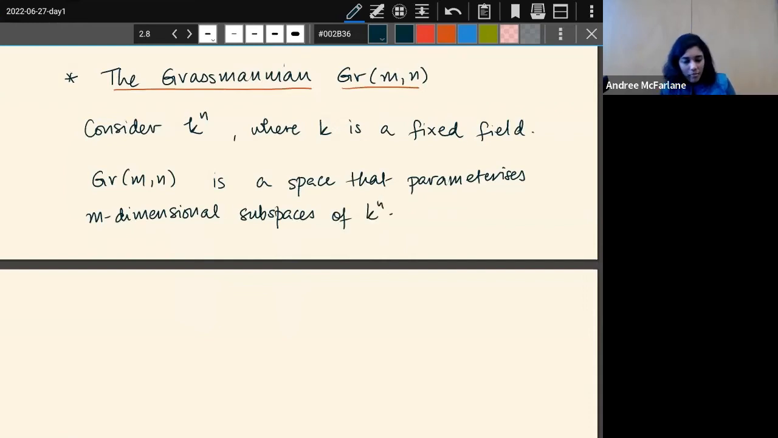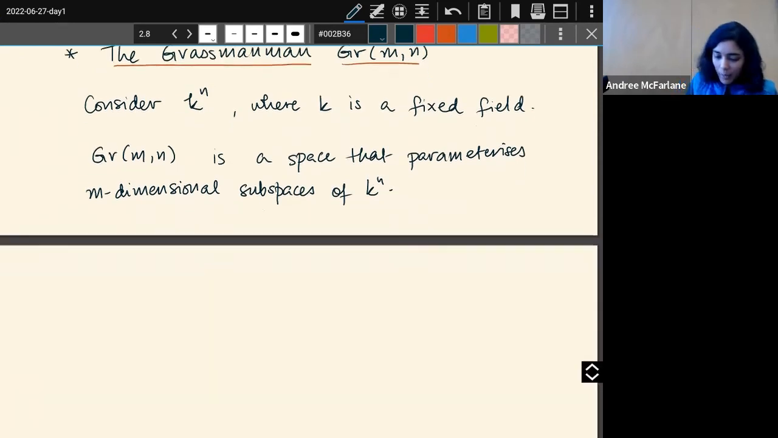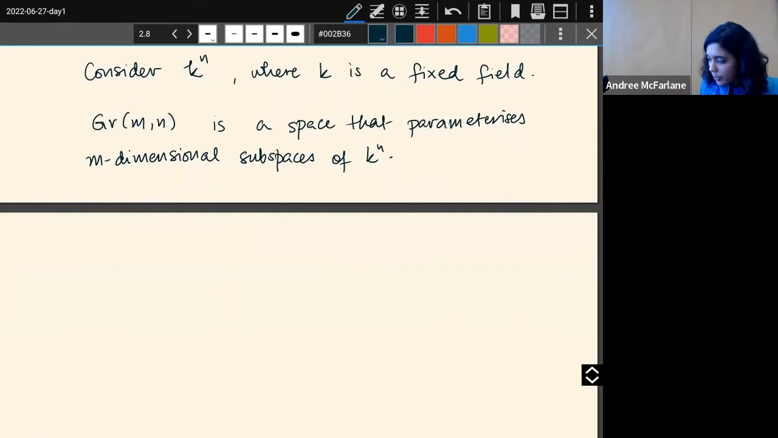Okay, so it's a topological space. It's an algebraic variety, if you like. I mean, there are many ways to look at it, but ultimately, a point in the Grassmannian, GR m n, is going to correspond to a vector subspace of your fixed k to the n that has dimension m. And so eventually, I'm going to focus on the Grassmannian of two planes, so GR 2 n. Okay, but for now, let me just write things more generally.